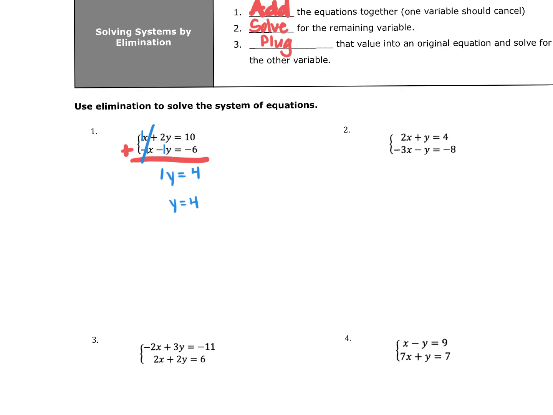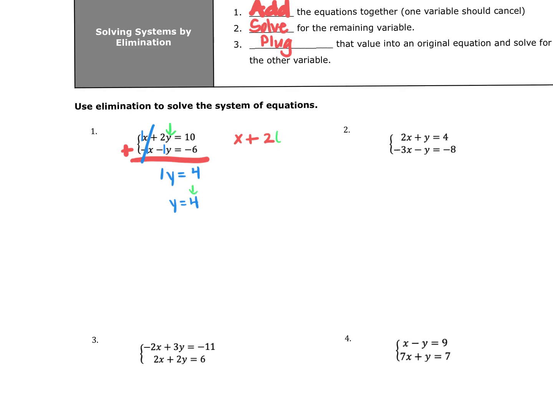So step number 3 says plug that value into the original equation. So I'm going to choose that top equation, x plus 2y equals 10, or the bottom equation, negative x minus 1y equals negative 6. So I get to choose either one of those that I want. I'm going to do that top one. So when I do that, I'm just going to rewrite my x plus my 2. Those aren't going to change. But notice where this y is right here. Now I'm going to plug this y in that spot.